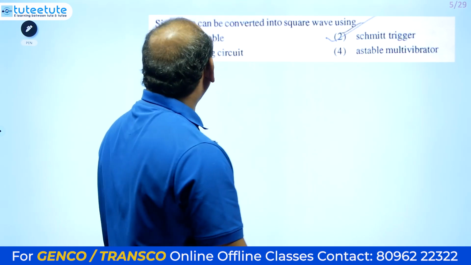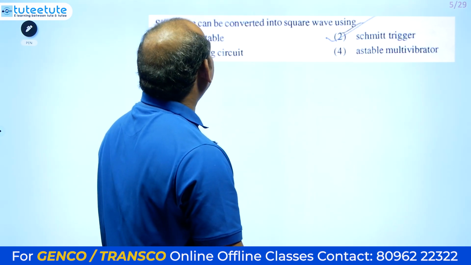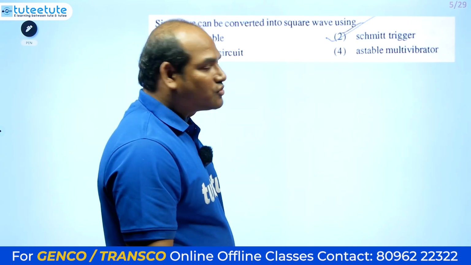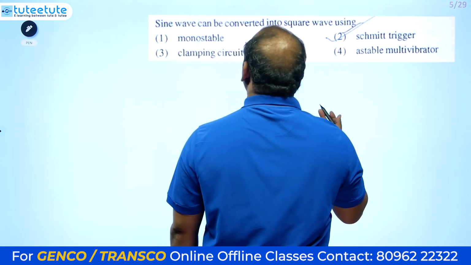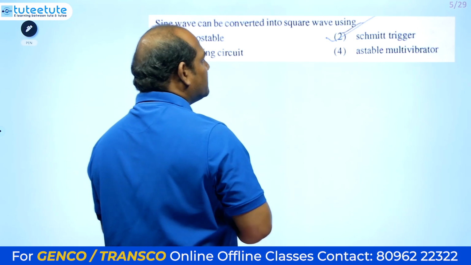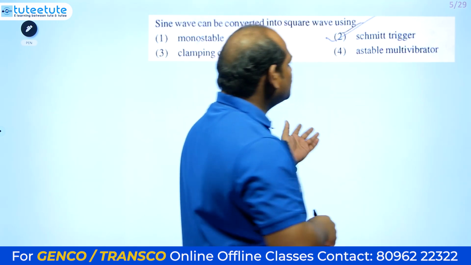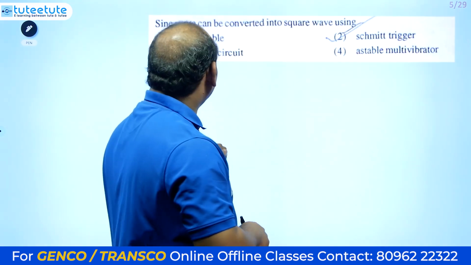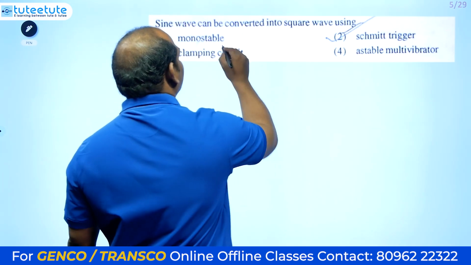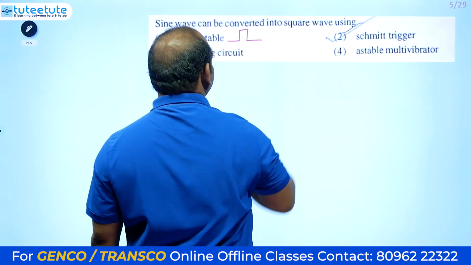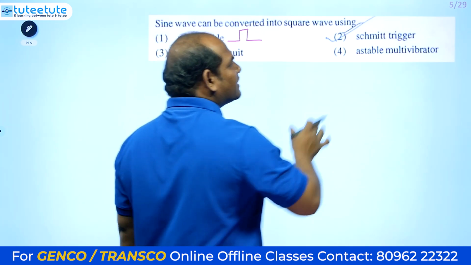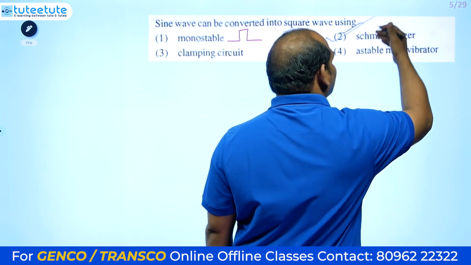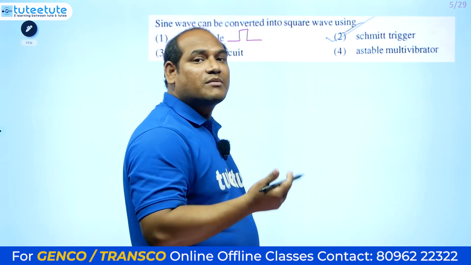Next question is related to the sine wave being converted into a square wave. That means it is an analog question. A sine wave can be converted into a square wave using monostable, Schmidt-Trigger, clamping circuit, and astable multivibrator circuit. Monostable multivibrator output is only one pulse. Schmidt-Trigger is the right answer. Schmidt-Trigger can take the input and provide the output in the form of a square wave.